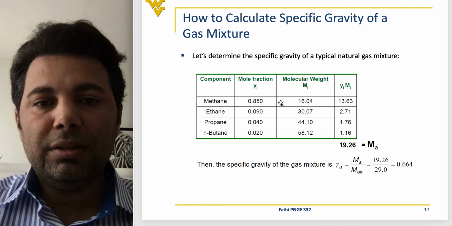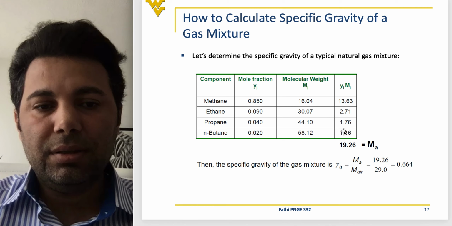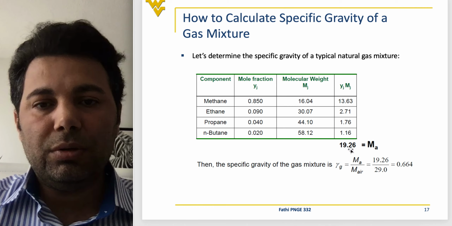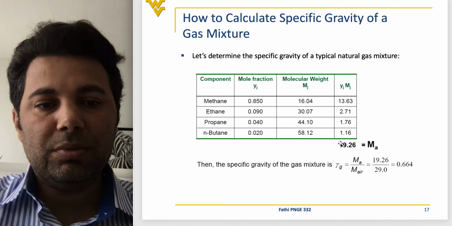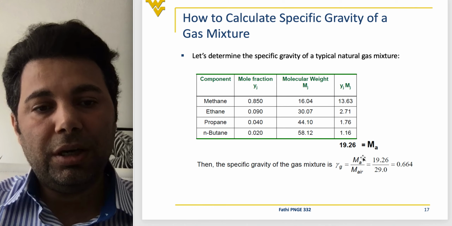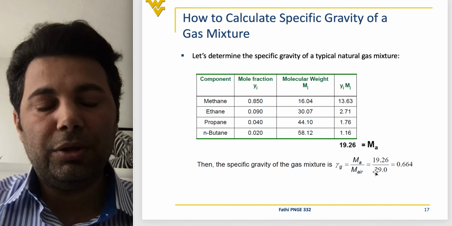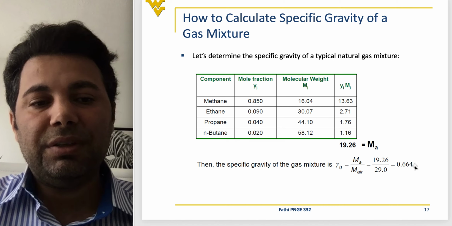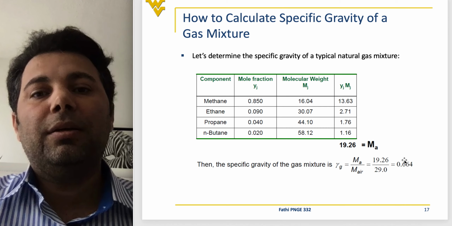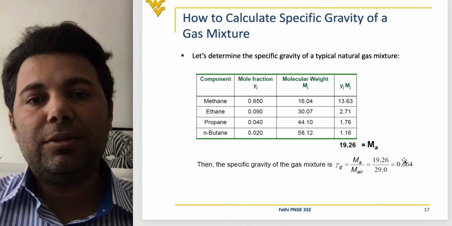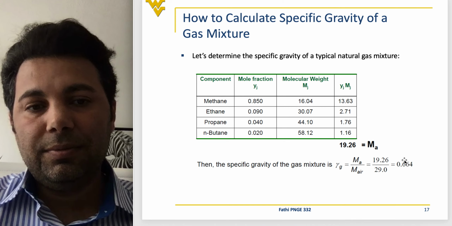You multiply the mole fractions times molecular weights and sum them up. That's the apparent molecular weight of the gas, which is 19.26. The question is to find the specific gravity of the gas. That becomes the apparent molecular weight of gas divided by the apparent molecular weight of air, which is 29. So 19.26 divided by 29 is the specific gravity of the gas. Again, for all these calculations, we are still assuming we have an ideal gas.